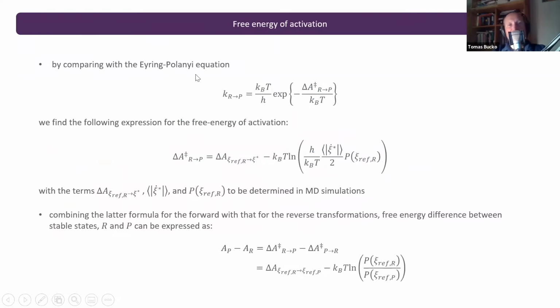Now, by comparing this formula, which we just derived, with the Eyring-Polanyi equation, we find the final expression for free energy of activation. Here, these three terms need to be determined in independent molecular dynamics simulations, as we shall discuss in a minute. We can combine free energies of activation for forward and reverse processes to express free energy differences between two stable states, product and reactant.